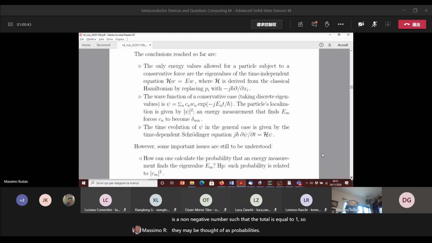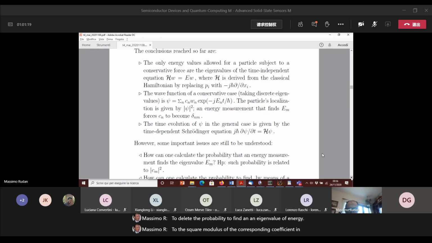And we also understood that if we do measure energy and we find one eigenvalue, then we have the certainty. Okay, so the certainty implies that the coefficient of that eigenvalue becomes equal to 1 and all the remaining coefficients are equal to 0. Okay, so it is sensible to relate the probability to find an eigenvalue of energy to the square modulus of the corresponding coefficient in the expansion of the wave function.